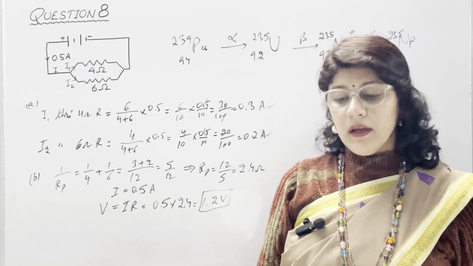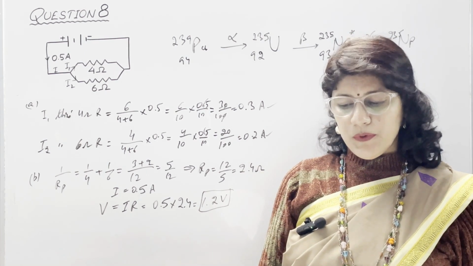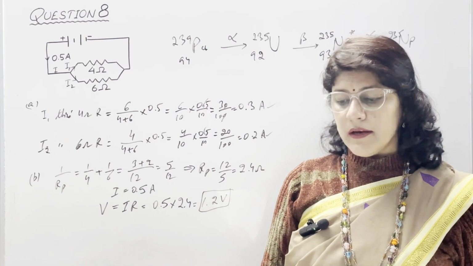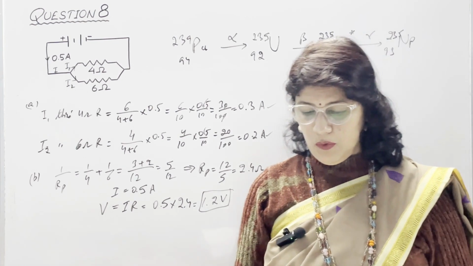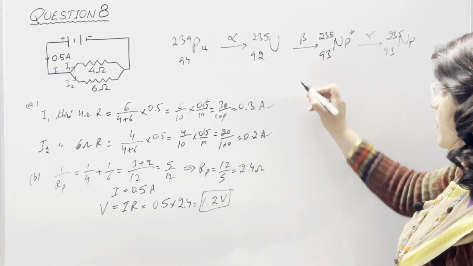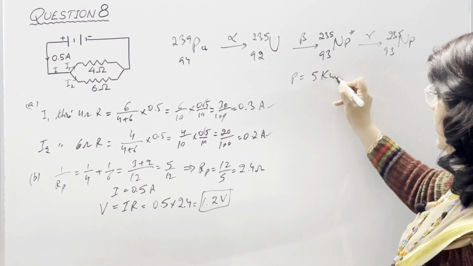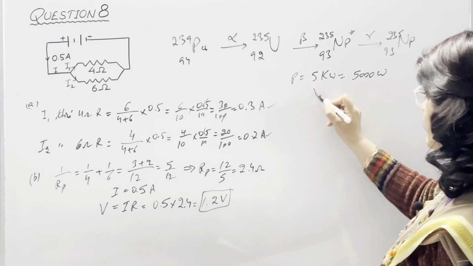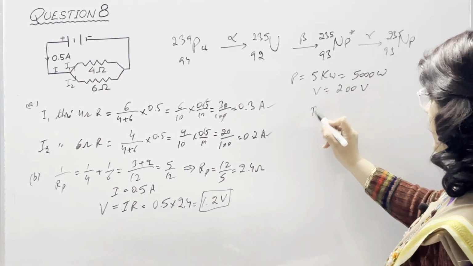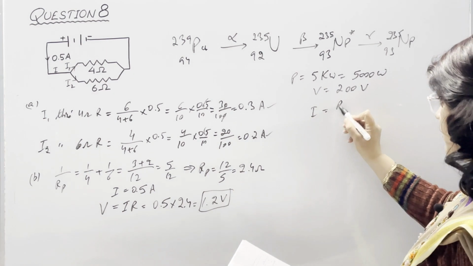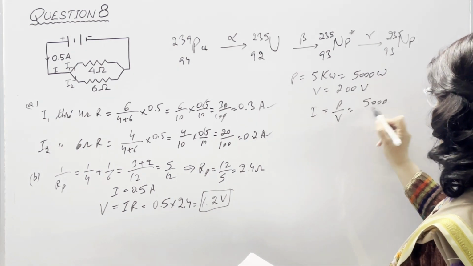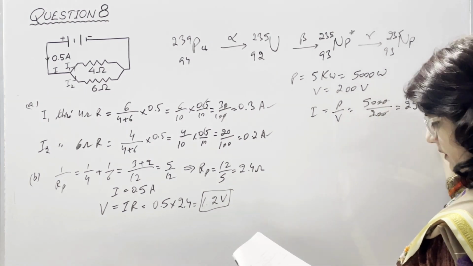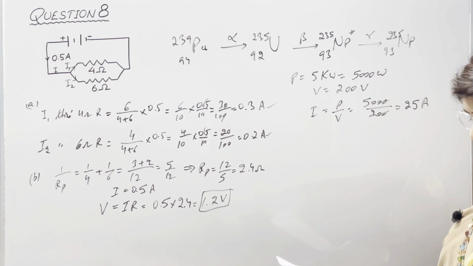In part number 3, A part, current rating of a fuse is 8 ampere. Can it be used with an electrical appliance rated 5 kilowatt and 200 volt? And give reason also. So power of the appliance is given as 5 kilowatt, it means 5000 watt, and voltage is given as 200 volt. So P is equal to IV, so I is equal to P upon V. P is 5000 and V is 200, so the value comes out to be 25. So a 25 ampere fuse is required.